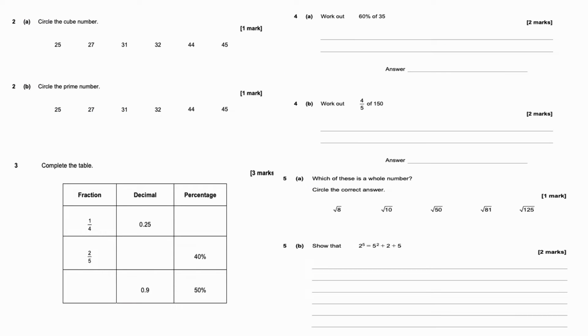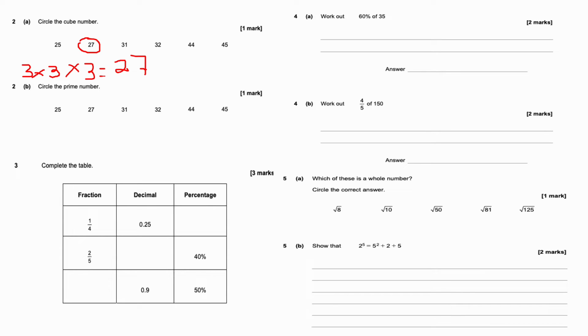Question number 2A, circle the cube number. So 27 is a cube number, because if I do 3 times 3 times 3, I'm timesing it 3 times, so the answer that I get is called a cube number. So 3 cubed, or 3 to the power of 3, or 3 times 3 times 3 is 27.